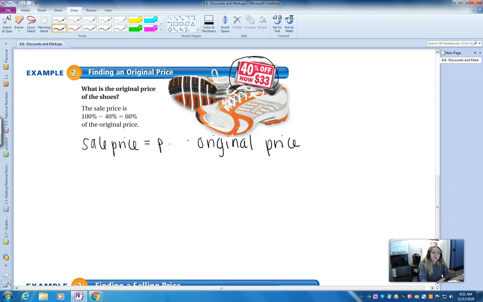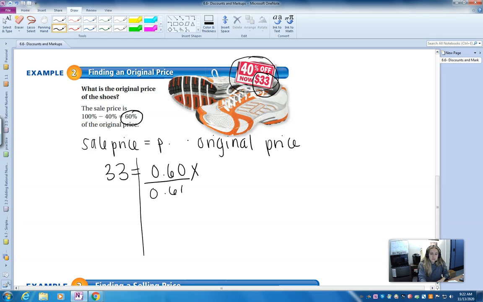Okay, so it says the sale price is 100% minus 40%, which means you are actually paying 60% of the original price. So if the sale price is 33, we're going to fill in 33 there. How much are you actually paying for the item? Well, we did 100% minus 40%, so we're going to pay 60, write it as a decimal. And then the original price we don't know. That's what we're trying to find. So I'm just going to represent it with an X. So from here, all we have to do to find the original price is solve for X.